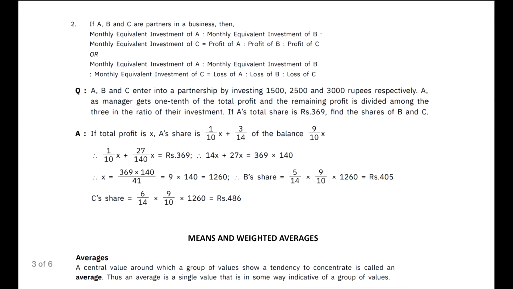So have a look, A, B, C are in a partnership. Let's take the numbers 1500, 2500 and 3000 rupees respectively as the amount they enter into the business. A is getting 1/10 of the total profit because he is the manager, and the remaining profit is divided among the three in the ratio of their investment.